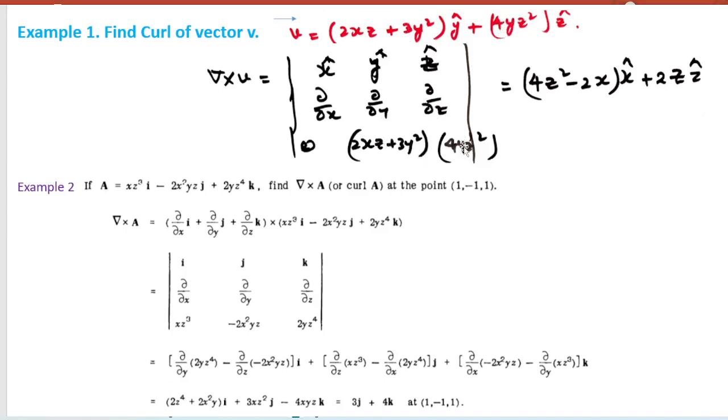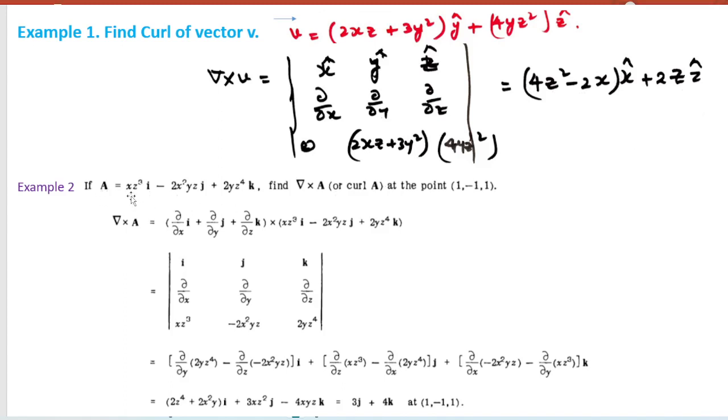a3 is 4yz square, and if you expand it, x cap times delta by delta y of this 4z square minus delta by delta z of this, so 0 minus this. So you will have to just expand it, and finally you will get 4z square minus 2x in x cap plus 2z z cap.